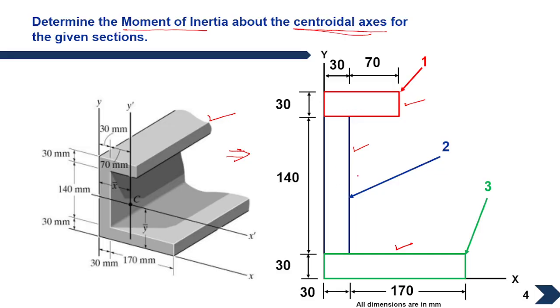So like that you have to divide. So this is the first step. Apart from that you have to choose the axis. So here I have chosen the axis y-axis and x-axis. So x-axis is the bottommost and y-axis is the leftmost. Other things are already given in the question.